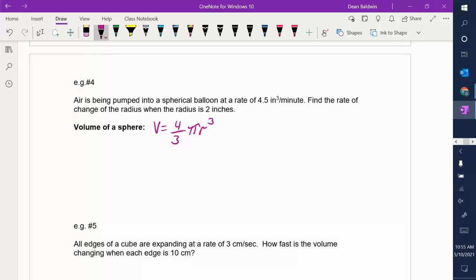All right. I want to know how fast the radius is changing. What is this number here? That's how fast the volume is changing, right? Because it's cubic inches per minute. So what's the first thing I do to the formula? Derive it, right? If you don't know what to do, just derive it. With respect to time, because it's a rate problem. So dV/dt.